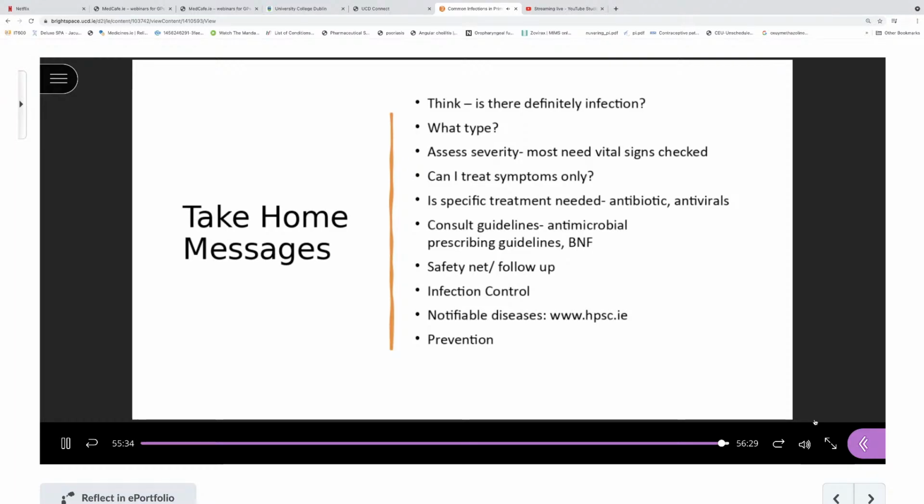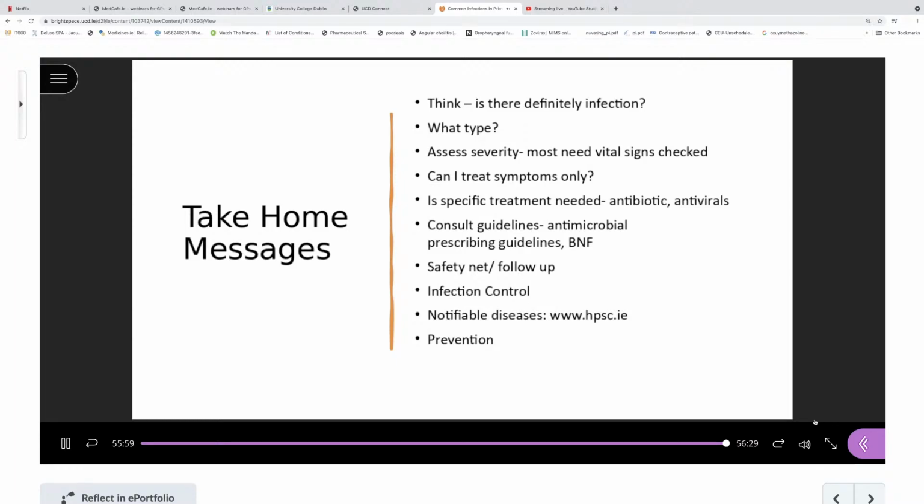If you're going to treat it, think, can I treat the symptoms only? Or is a specific treatment needed, such as antibiotics or antivirals? And if you're going with that, consult the guidelines. So I've introduced you to the Antimicrobial Prescribing Guidelines, which many of you may be familiar with already. If you're in a prescribing role, the British National Formulary is accessible through your UCD library account and is a really fantastic resource. In every case, you're going to safety net and follow up to some degree.